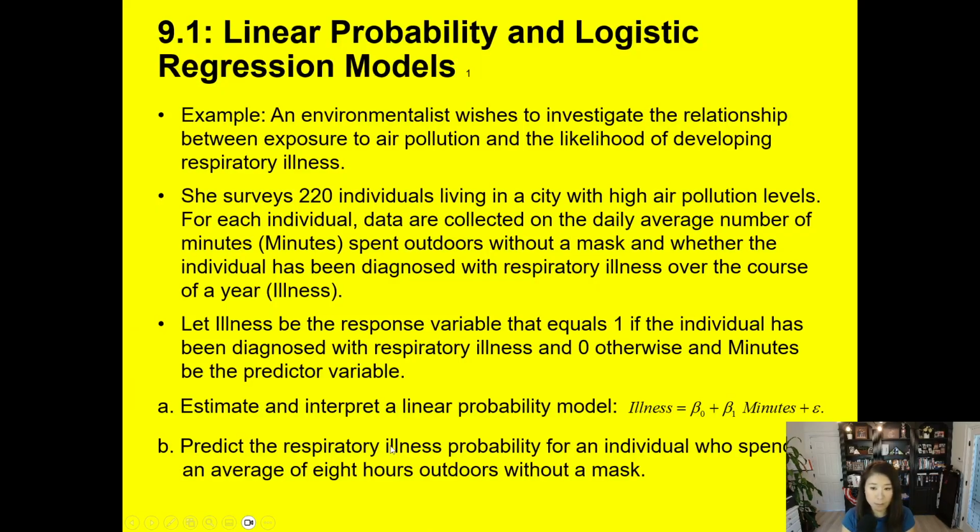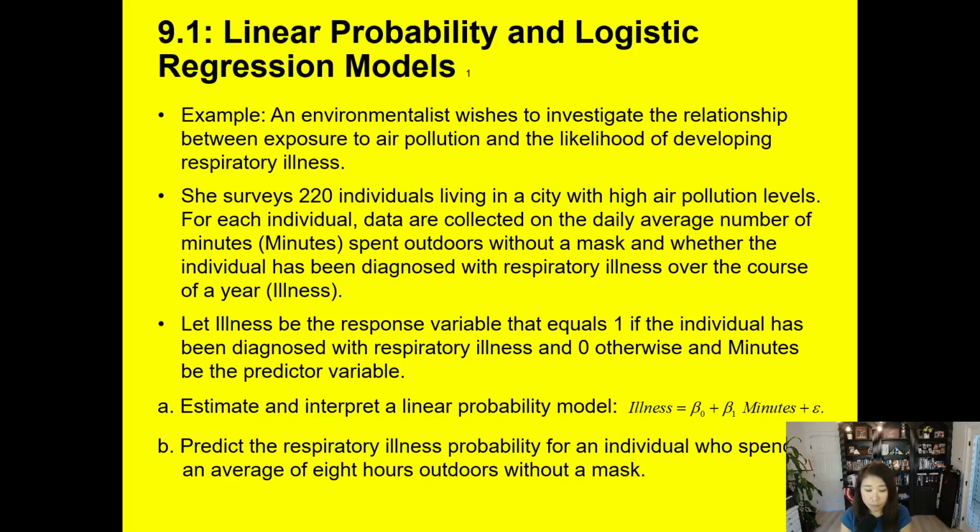So let's look at another example here, using it to look at the linear probability model. An environmentalist wishes to investigate the relationship between exposure to air pollution and the likelihood of developing respiratory illness. Think about the likelihood of having or not having this illness, so it's a binary outcome. That's when you can use either a linear probability regression model or a logistic regression model. This scientist surveyed 220 individuals living in a city with a high air pollution level.